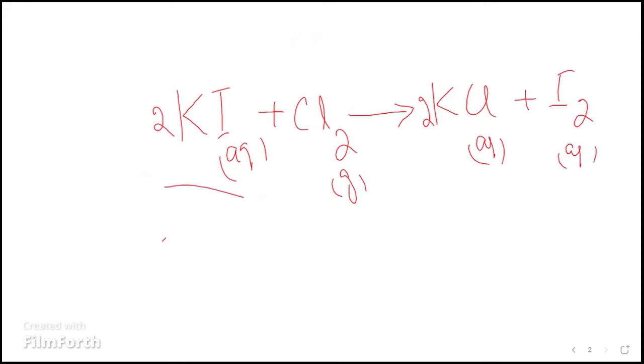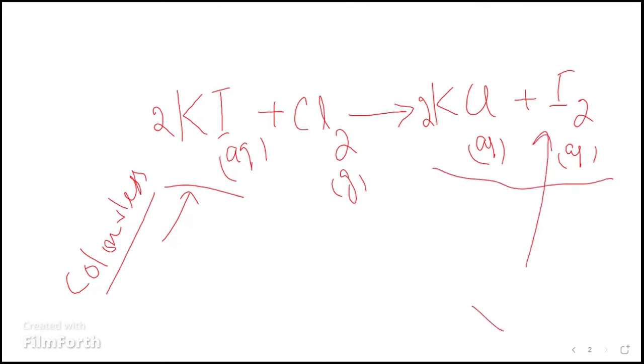This solution, I told you, is colorless. All group 1 metal compounds are colorless. But when iodine is formed in this solution, this whole solution turns brown due to the formation of this iodine. So this is the displacement reaction in which the more reactive halogen chlorine is displacing the less reactive halogen from its compound. So iodide ion changes into iodine, from colorless to brown. So this is the observation you would observe when you carry out this reaction in the lab.